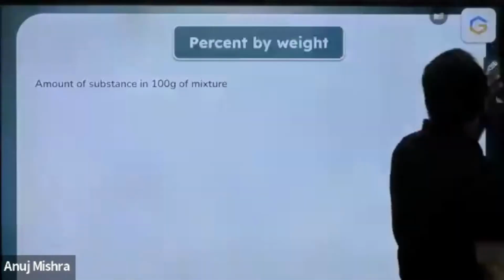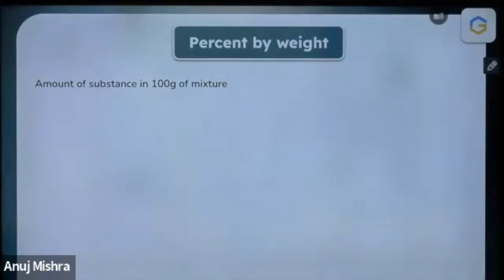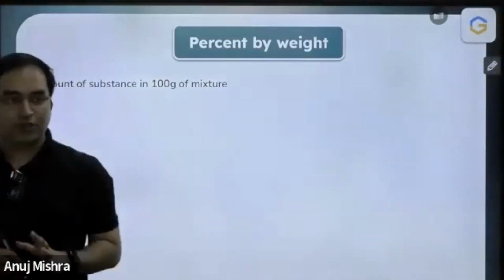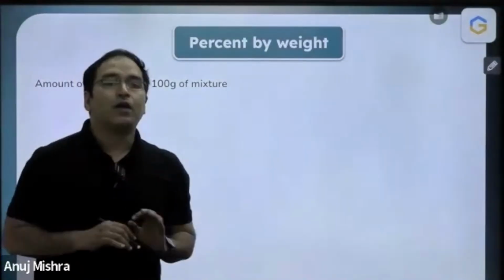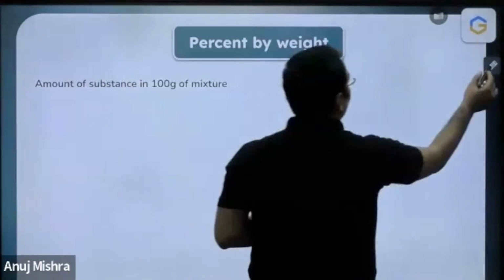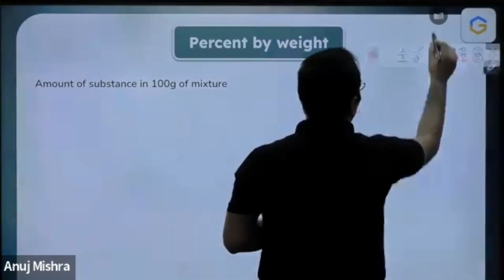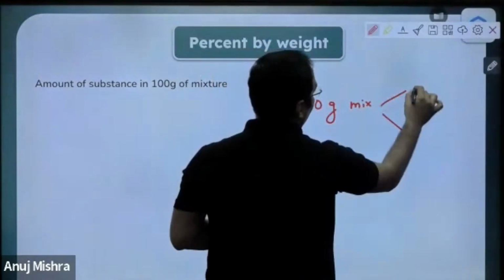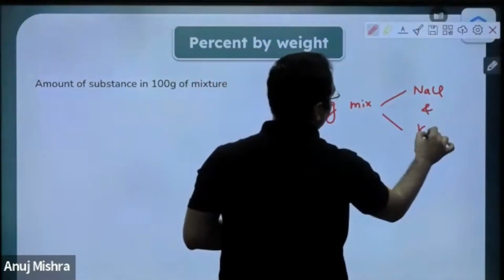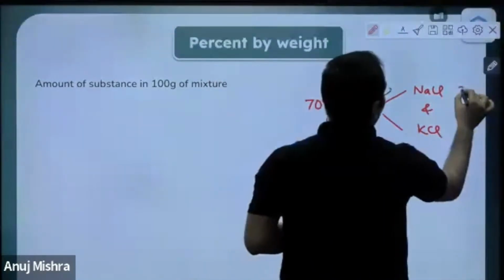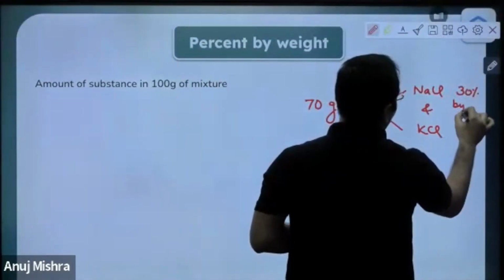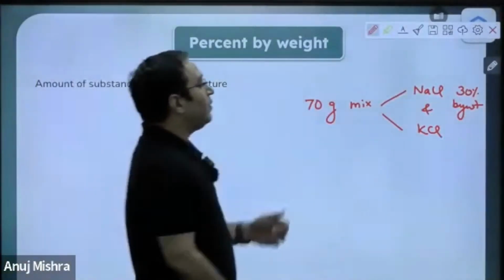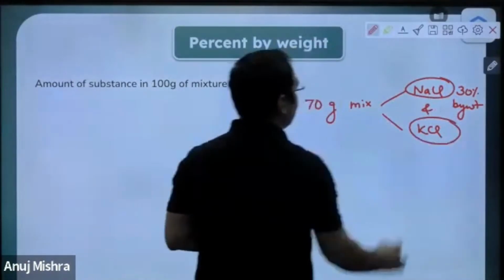Please try this question. Sorry, first you write this, percent by weight. इसको कर लेते हैं, फिर हम questions करेंगे. Percent by weight is defined as the amount of substance in 100 grams of mixture. So very simple definition. Let's say I ask a question. There is 70 grams of a mixture of NaCl and KCl. And NaCl is 30% by weight. What is the meaning of the statement? That out of 100 gram, it is 30 grams. So can you tell me the exact amounts of NaCl and KCl in this mixture?